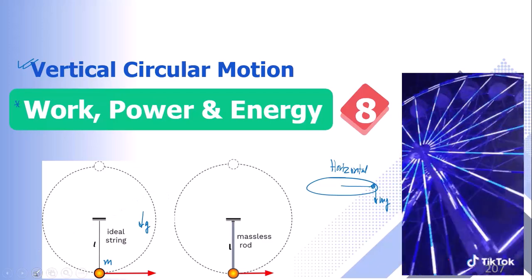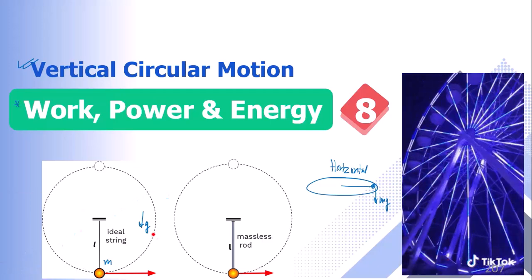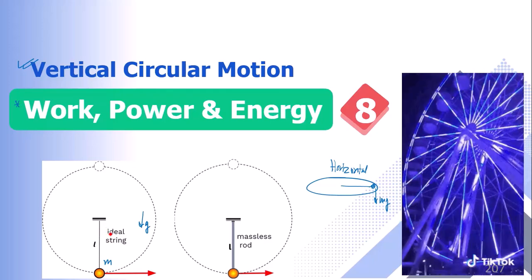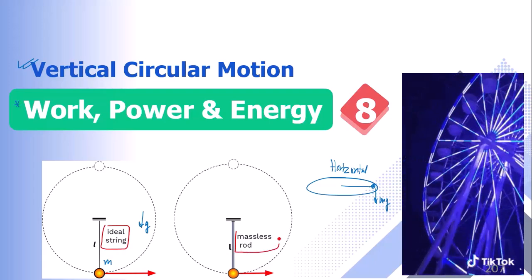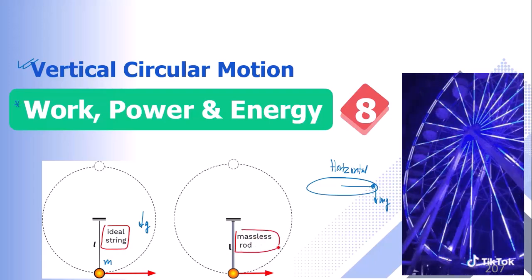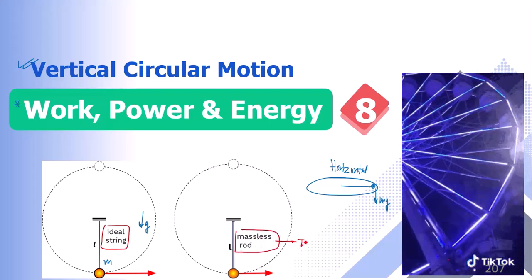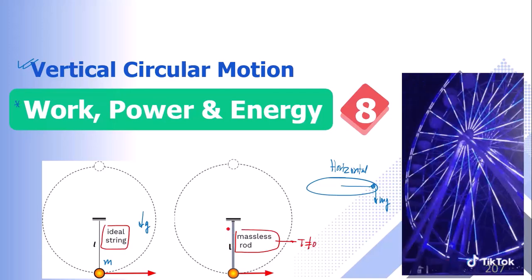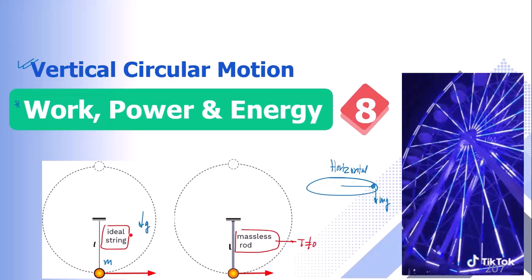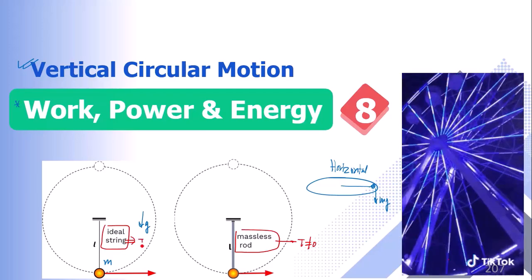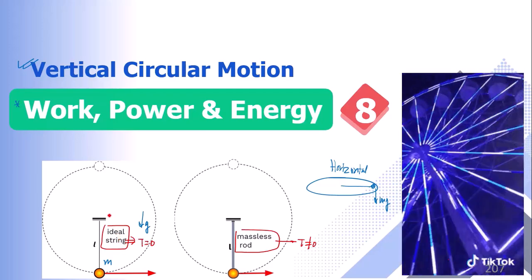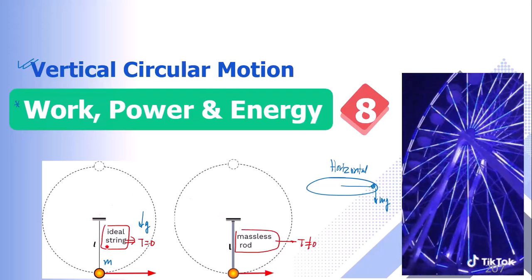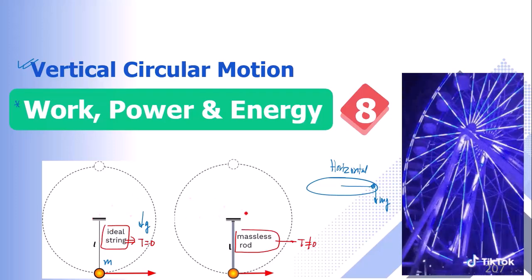Another important point regarding this circular motion is that there are two possibilities. One is the mass is tied with a string and the other is the mass is tied with a rod. If the mass is tied with a rod, then the tension in that rod can never be zero. But when the mass is tied with a string, then the tension can be equal to zero at any point of time. So there are two situations: either the tension can be zero or it cannot be.